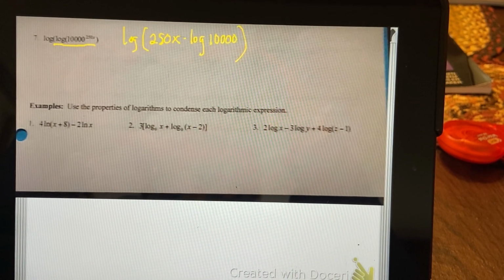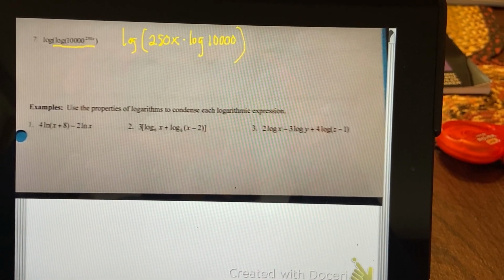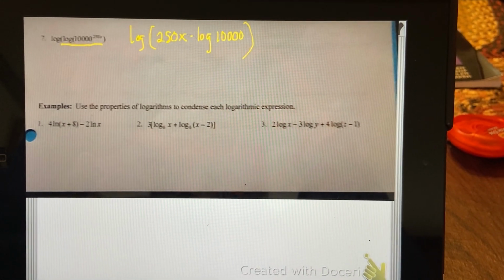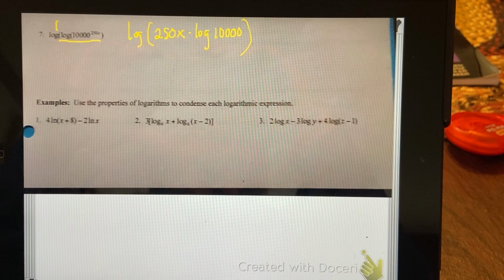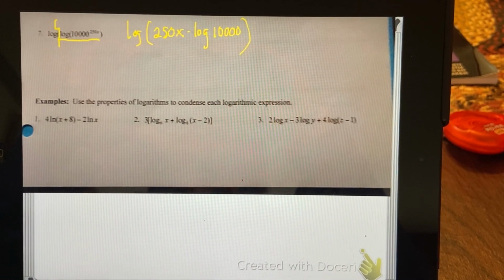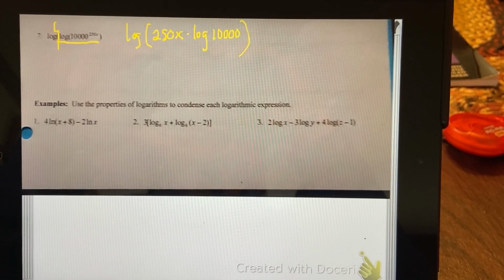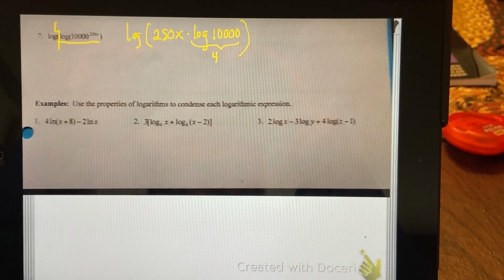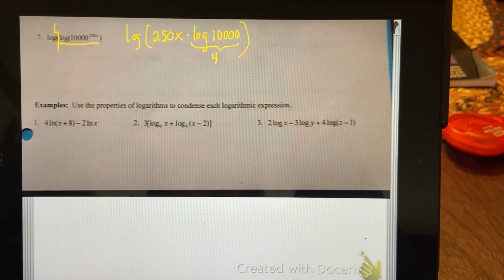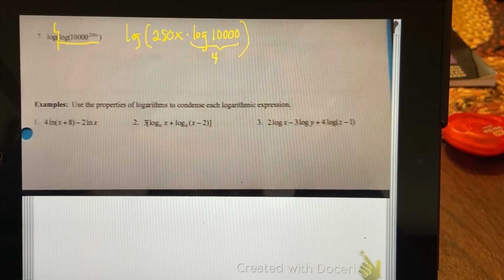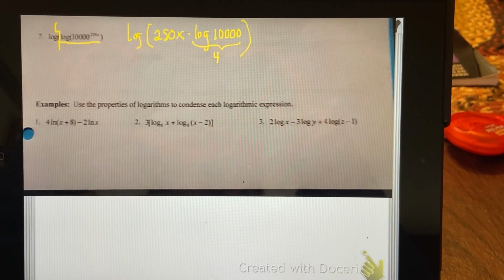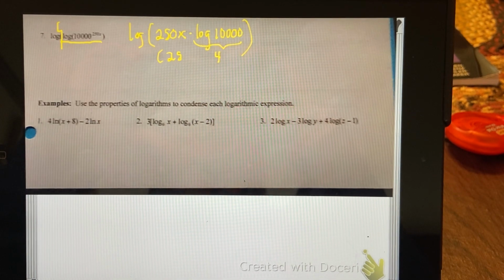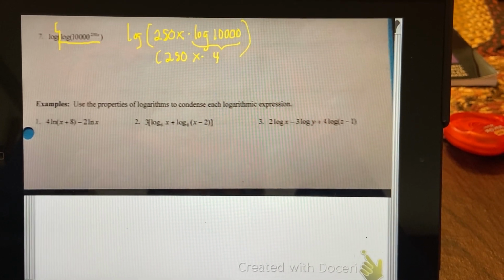So step 1, I took the exponent of 250x and put it down in front of that very first logarithm in that parenthesis. Right there. Okay, now log of 10,000, that's a number. That's a 4. Remember, base 10 is what this is really saying. 10 to what power gives me 10,000? 4. Just count your zeros. So the rest of that parenthesis says 250x times 4.